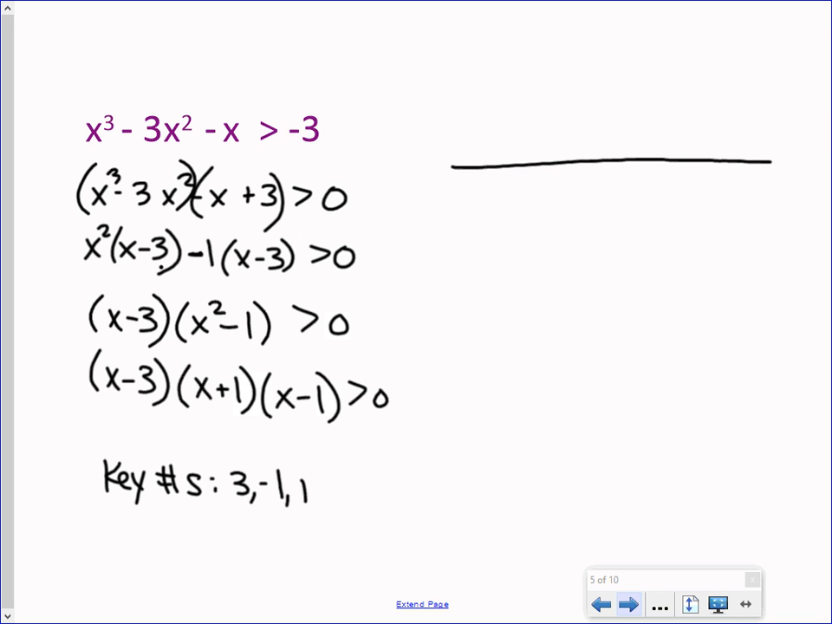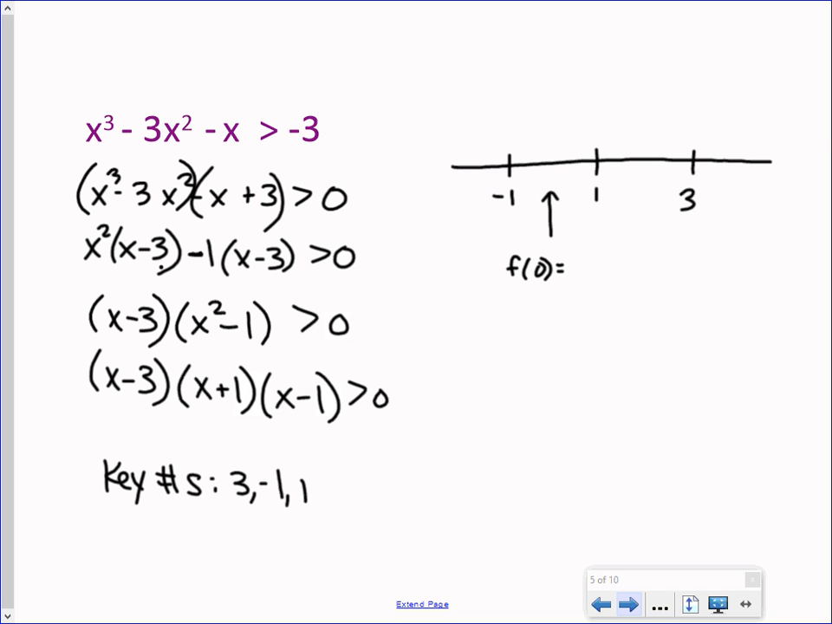So all I'm going to do up here is draw a number line. I'm going to put those three numbers in order on my number line. And then I need to start checking the intervals for what their sign is. Are they positive or negative in that interval? So I might check something between -1 and 1. What's a good number to check right there? I would choose 0. That seems easy to me.